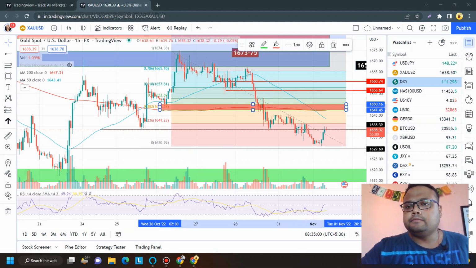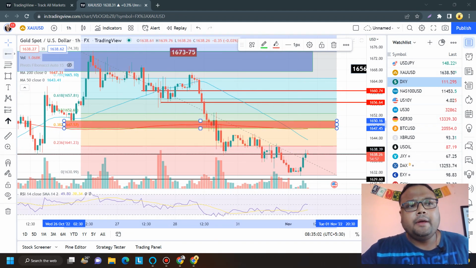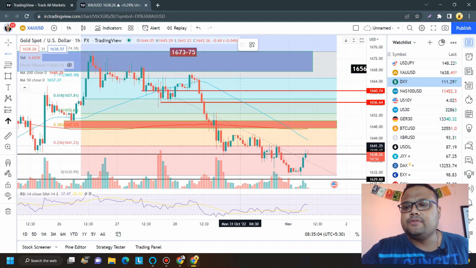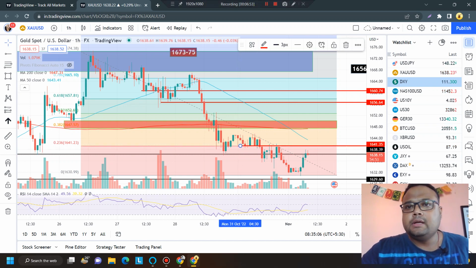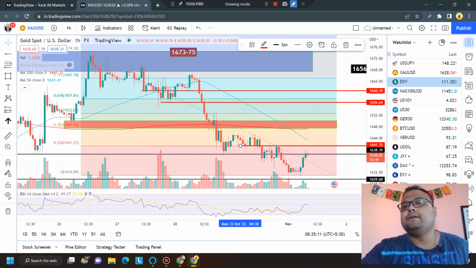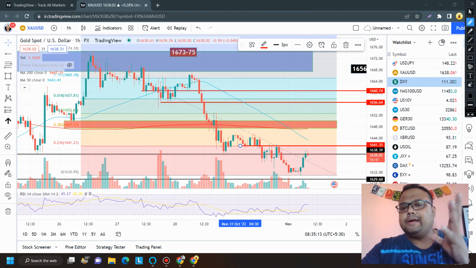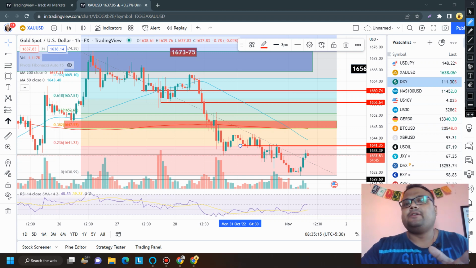Right now, the market may also face some selling pressure around this level, 1641.42. So 1641.42 is also a minor level. I'll consider this a minor level. As you can see, right now there is not much volatility. So if the market reverses now, then you can expect the market to reverse.